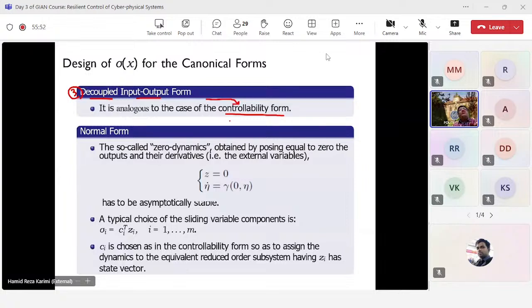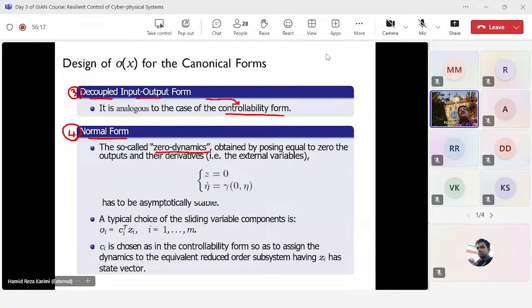So another canonical form is the normal form. The normal form can also be called the zero dynamics. So what does it mean, the zero dynamics? The zero dynamics says that there are some internal dynamics that can bring the zero to the output.